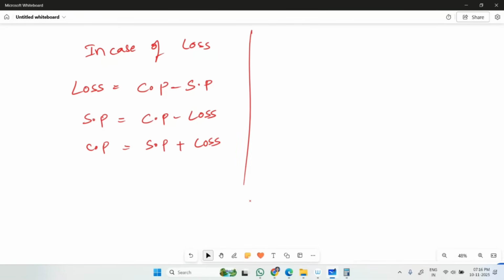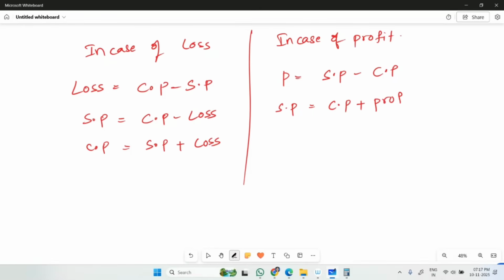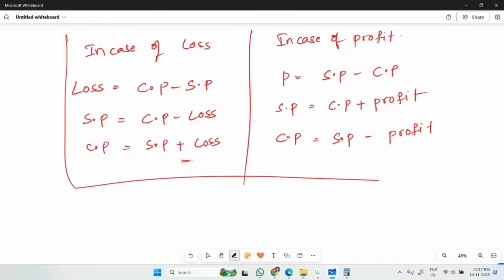Okay, whereas in case of profit, profit equals to selling price minus cost price. To find out selling price, we will add profit to the cost price. Okay, here we subtracted loss, but here we are adding profit. And to find out cost price, we will subtract profit from selling price. Here we added loss to find out cost price. Here we are subtracting profit to find out cost price. These are important to find out the answers in the questions.